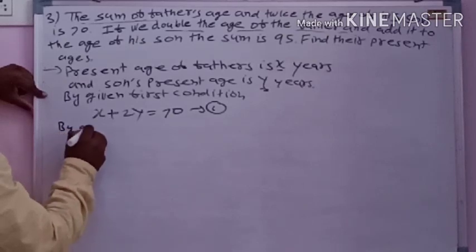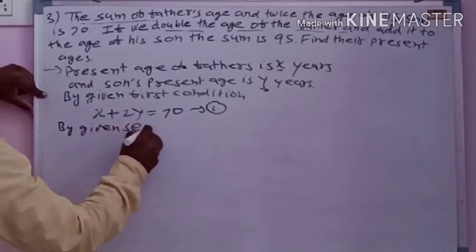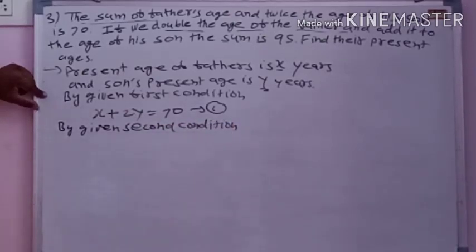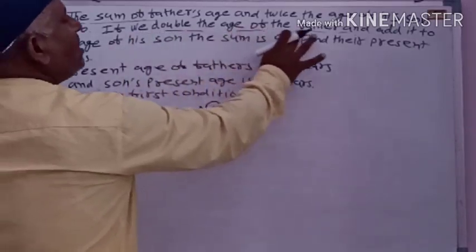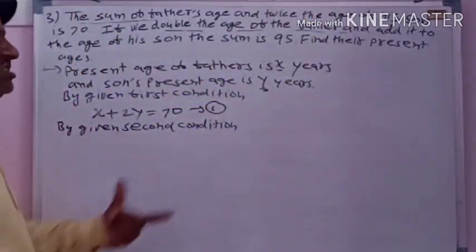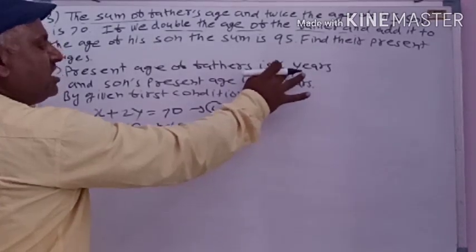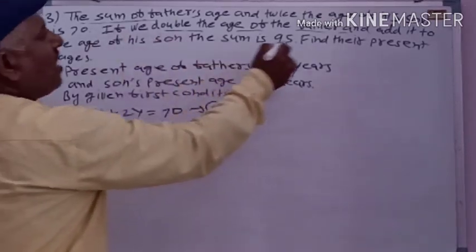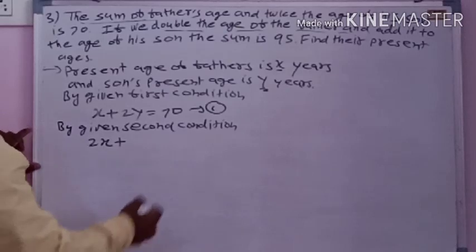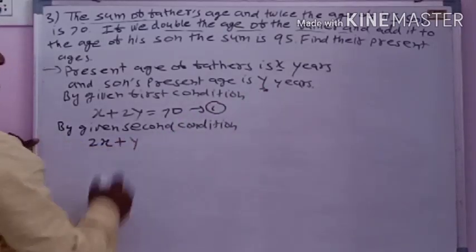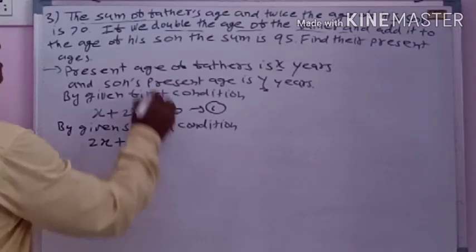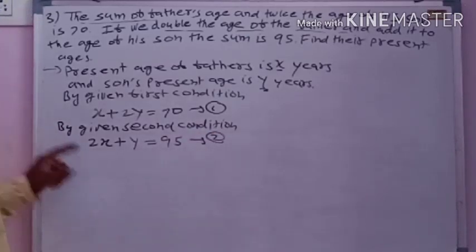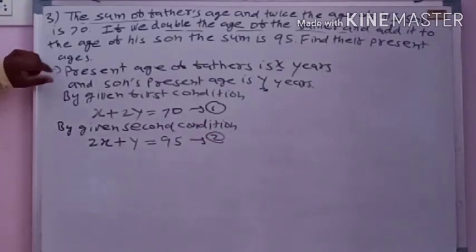Now by the given second condition, if we double the age of the father, the father's age x becomes 2x, and add it to the age of his son, y, so 2x plus y, then the sum is 95. Therefore the second equation is 2x plus y is equal to 95.